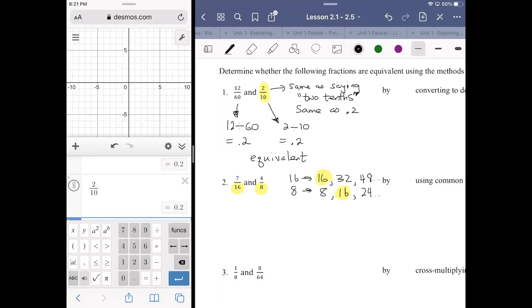So I don't have to change the 7/16 at all, right? So I'm going to leave that alone. The 4/8, I want to make that into a denominator of 16, right? This is my first value, this is my second value. So I'm going to multiply by 2. And that's going to give me 8/16. All right, 7/16 is not equal to 8/16. So these are not equivalent.